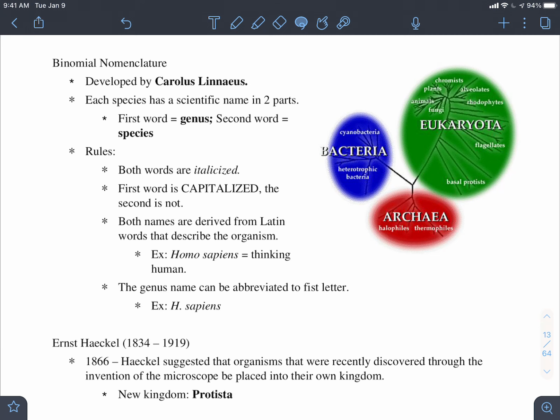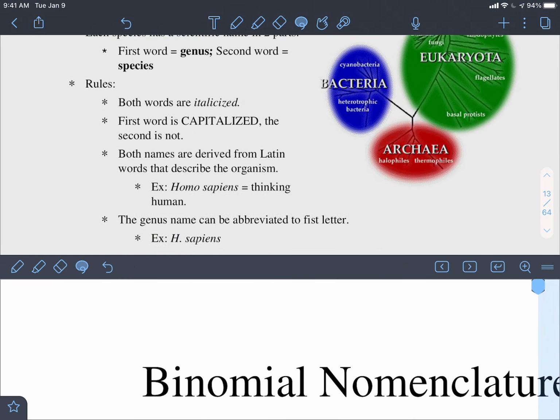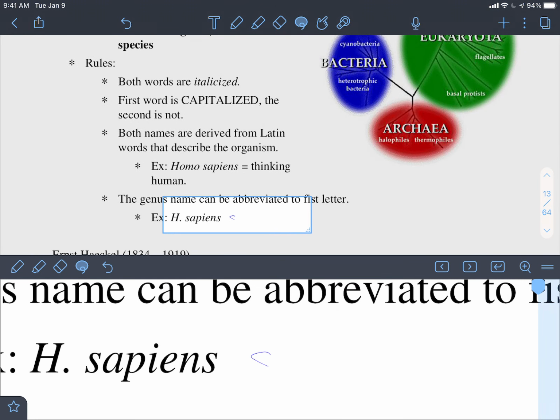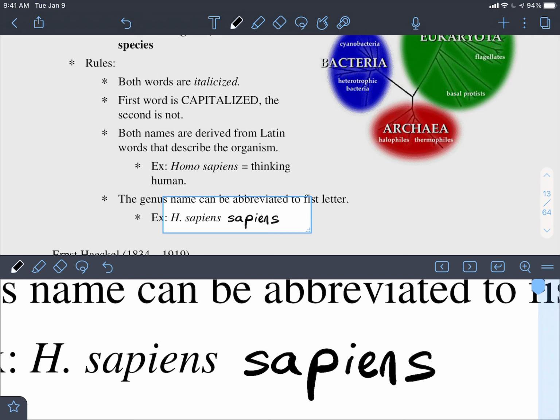So for example, Homo sapiens translates to thinking human. And we actually are a subspecies of Homo sapiens. So technically, we actually should add a sapiens here if we want to talk about ourselves, because Homo sapiens have been around for close to 2 million years, 2.5 million years, at least according to scientific research.